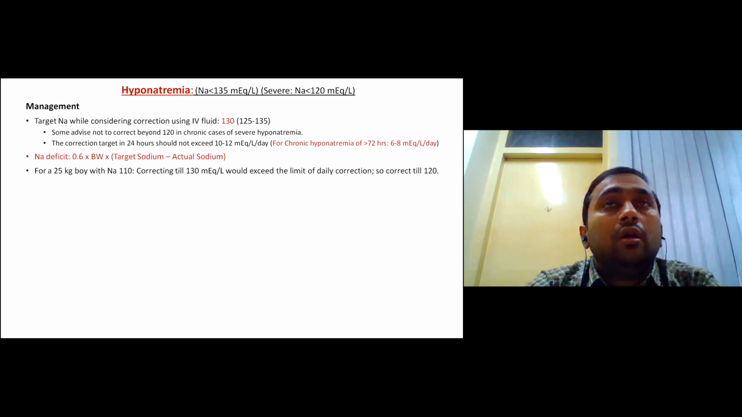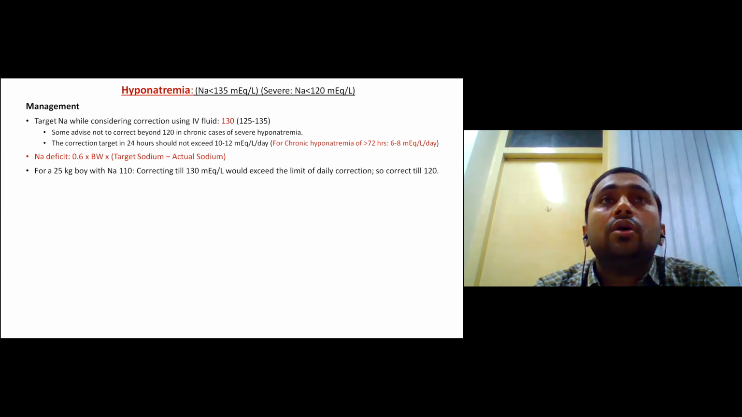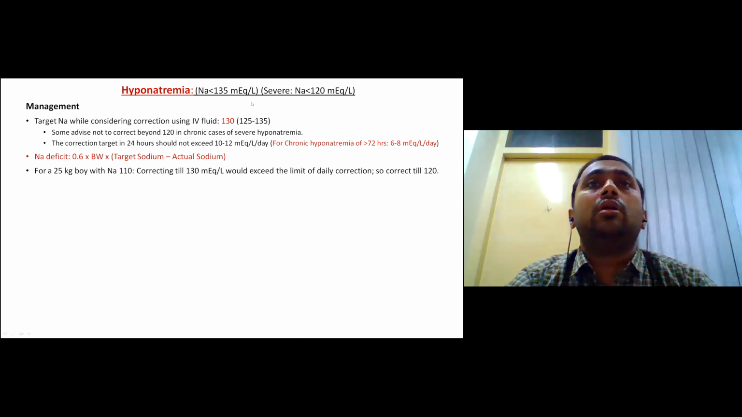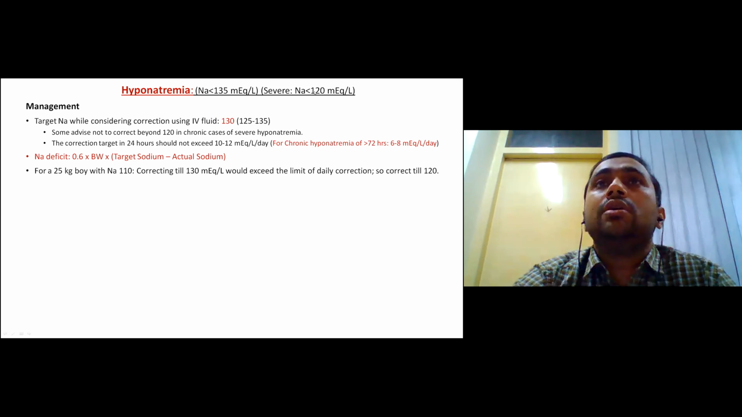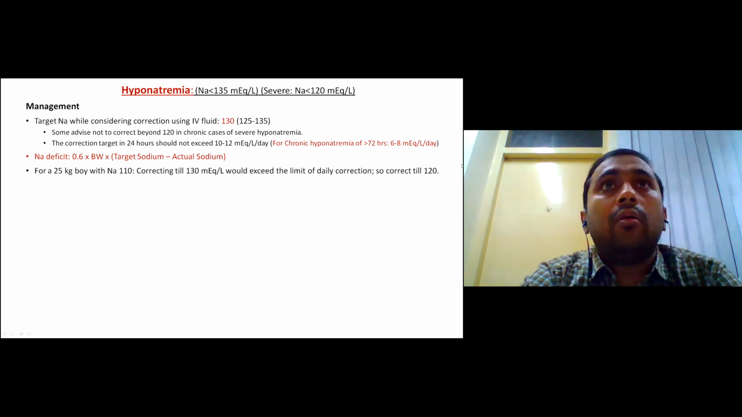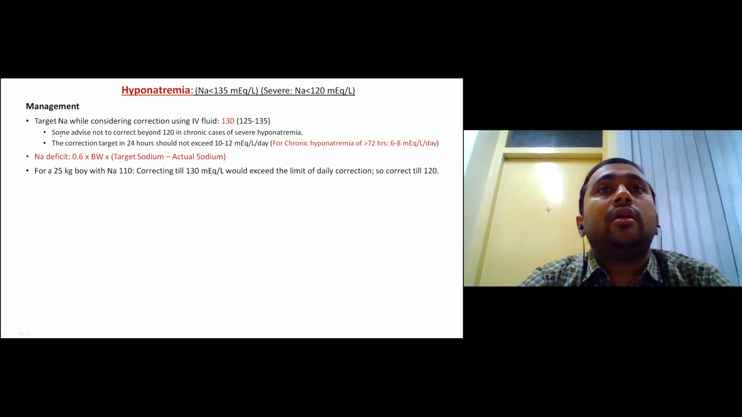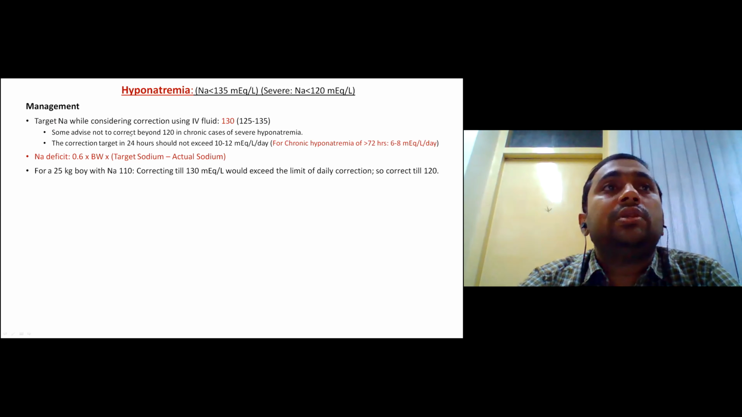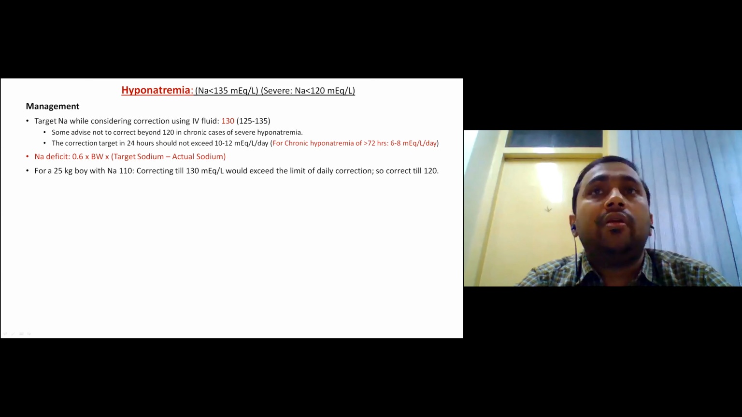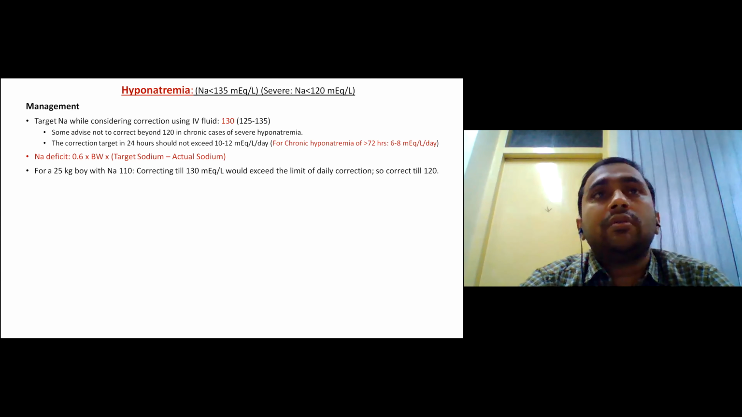Now coming to hyponatremia and hypernatremia. Hyponatremia, as we know, is defined as serum sodium less than 135 milliequivalent per liter. Severe hyponatremia is less than 120 milliequivalent per liter. But when we correct it, the target is not 135 or 145, the target is 130. And the experts advise not to correct even beyond 120 in case of chronic severe hyponatremia. A chronic case means duration more than 40 to 48 hours, or some say 72 hours.